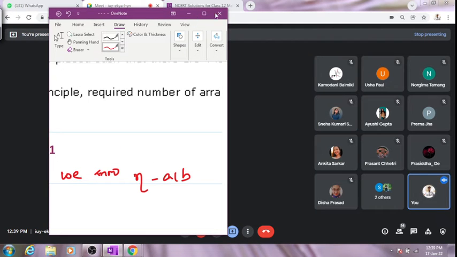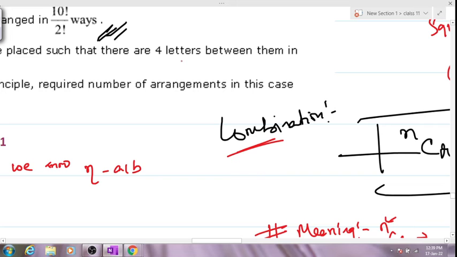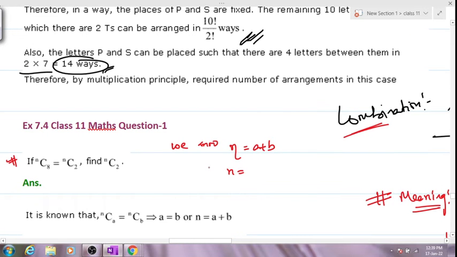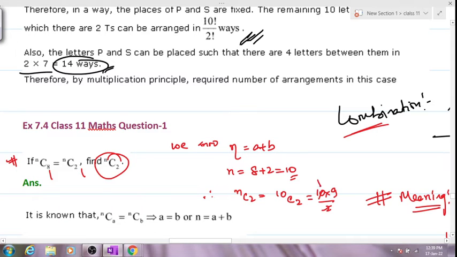Just give me 1 second. N is equal to A plus B. So what will be my value for A and B? 8 plus 2, 10. What you have to calculate now? Therefore, NC2 is equal to 10C2. Yes or no? What will be my answer? 10 into 9 by 2, 5. Are you getting 45? Yes or no?